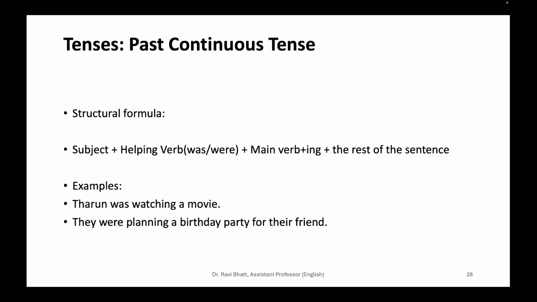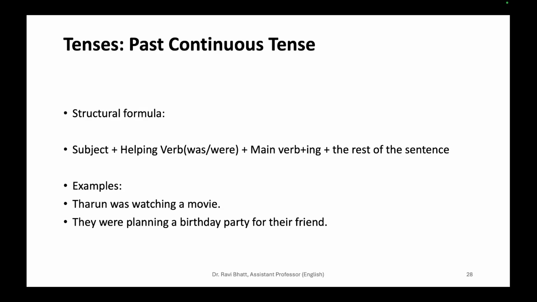Now, let's come to past continuous tense. Now, the structural formula is subject plus helping verb, was or were, plus main verb in the ing form, plus rest of the sentence. So, past continuous tense is generally used to refer to any ongoing action of the past. So, if I'm referring to past and I'm referring to a period of time when any action was ongoing, there we would use what? Past continuous tense. That's the logic behind it.